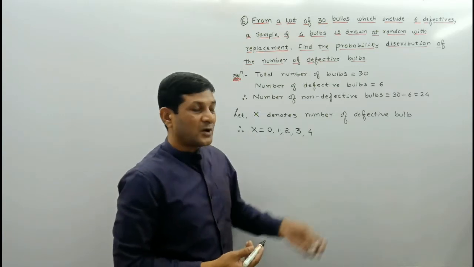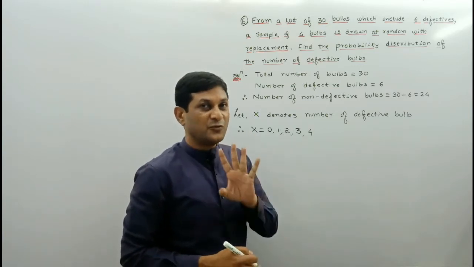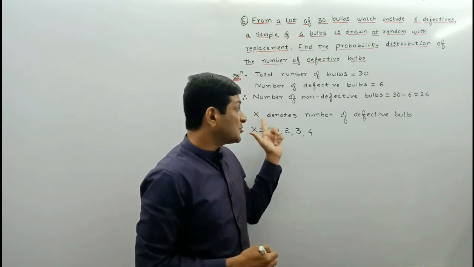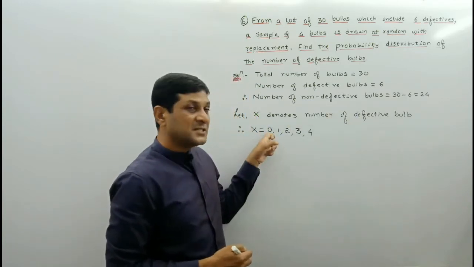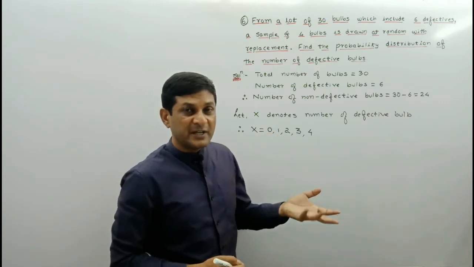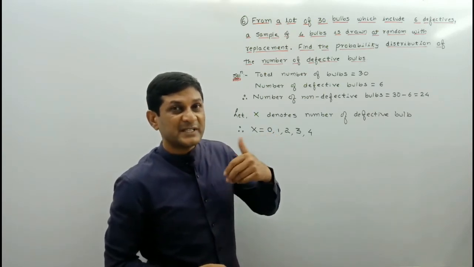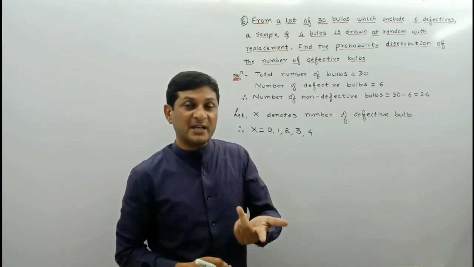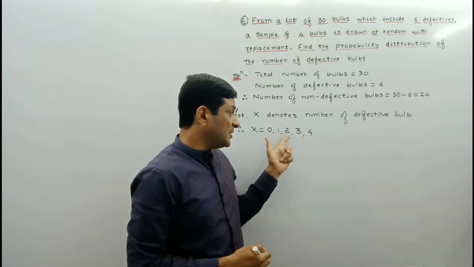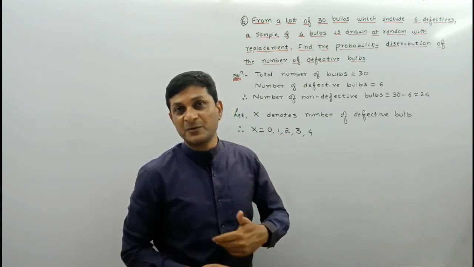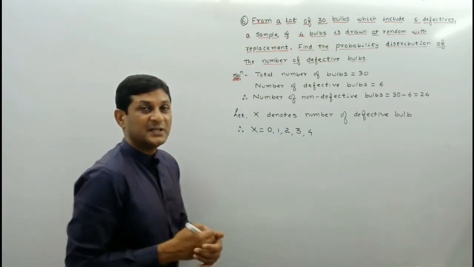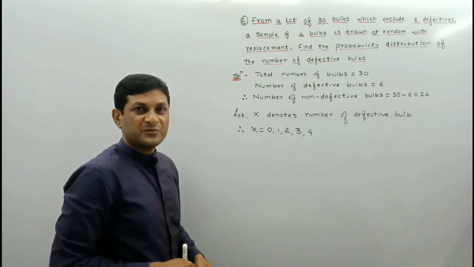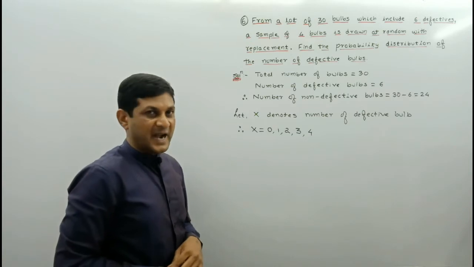सो इन दिस वे वी हैव गॉट हाउ मेनी पॉसिबल वैल्यूज ऑफ एक्स, 5 पॉसिबल वैल्यूज ऑफ एक्स. x shows the number of defective bulbs, and x is equal to 0 means जो 4 बल्ब निकाले उसमें से एक भी डिफेक्टिव नहीं था. x is equal to 1 means 4 बल्ब में से एक डिफेक्टिव हो सकता है, या फिर 2, या 3, या फिर 4 डिफेक्टिव हो सकते हैं. So from these conditions in the example we are getting a total of 5 values of the random variable.